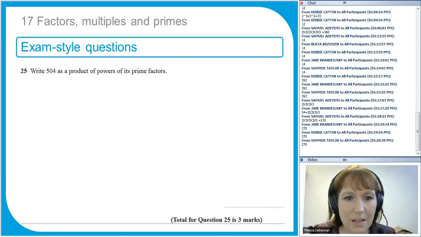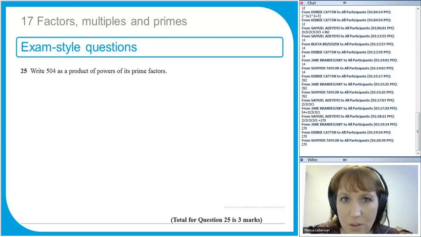One more. This time we're just being asked to write 504 as a product of prime factors. No lowest common multiples or highest common factors. It's quite a big number. Now this might take a little bit more work, is all. If it's a very big number, the first thing to do is say to yourself, is it an even number? If it's an even number, then just start with 2 times something. So to start with 2 times something, we need to say 504 divided by 2.